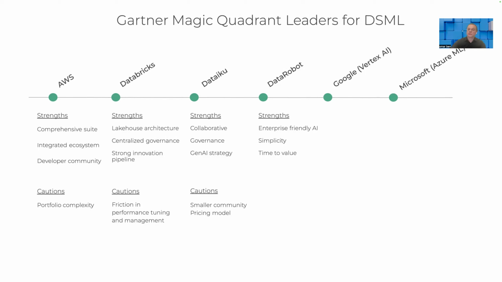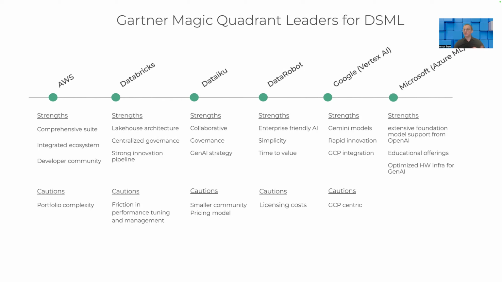DataRobot here is a very enterprise-friendly AI platform tailored and applied to simplicity and time to value, with a lot of out-of-the-box features that enable you to take advantage of the platform without added complexity. The cautions here are about licensing costs. Google with Vertex AI, the obvious strength here is the Gemini model of Google. They have a lot of innovations shipped every year, and it's a strong GCP ecosystem that you can leverage here. But the caution here is that it's very GCP centric.